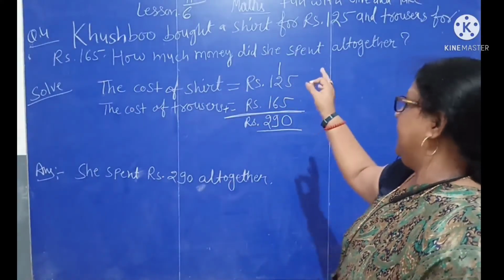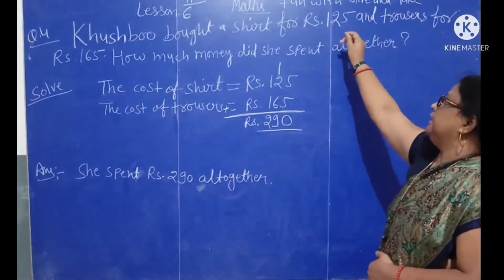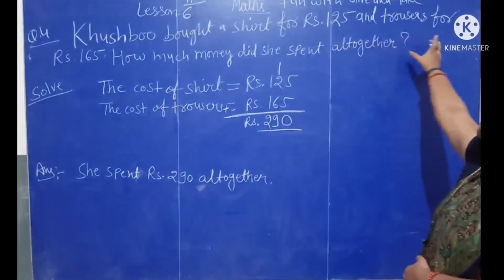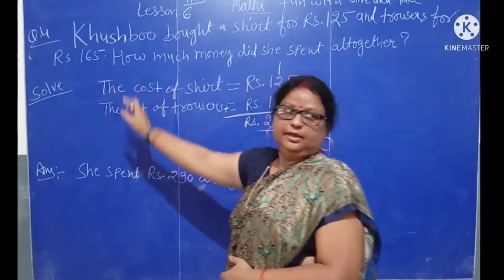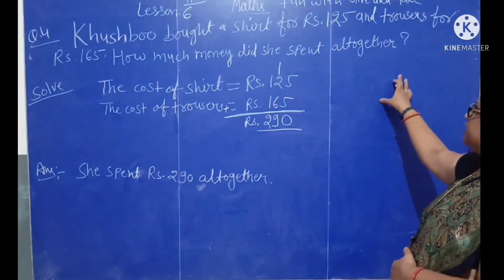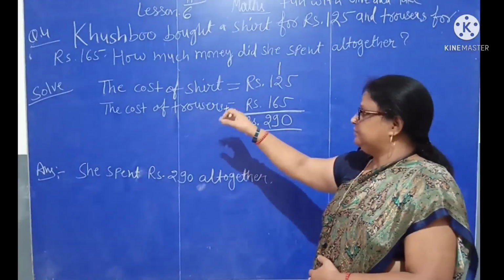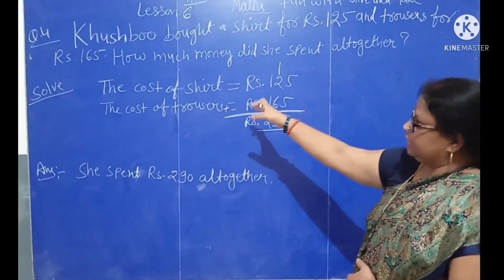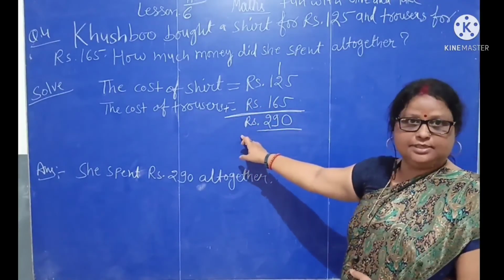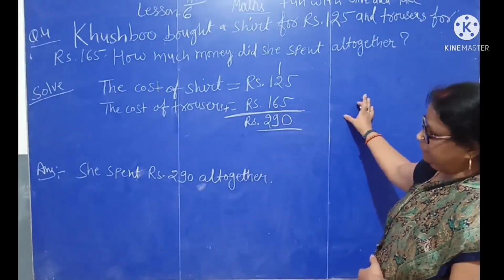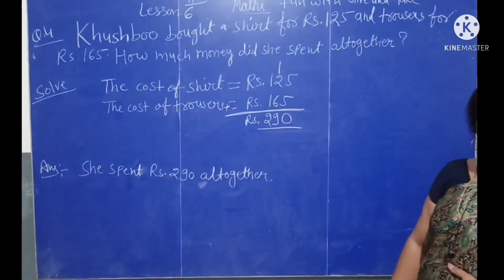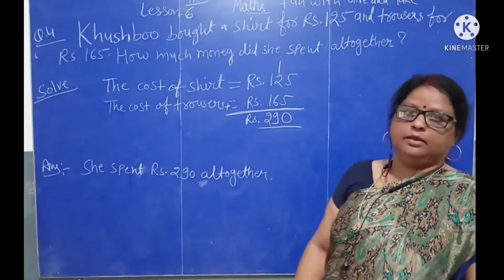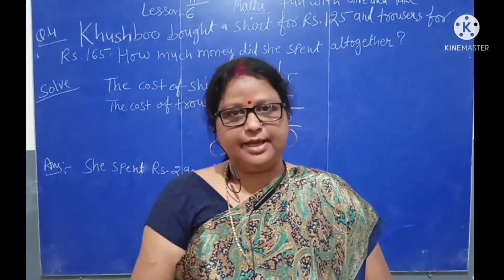Khushbu went shopping and she bought a shirt for rupees 125 and a trouser for rupees 165. How much money did she spend altogether? We add the cost of shirt and the cost of trousers. We have found she spent rupees 290 altogether. I hope you all have understood well.